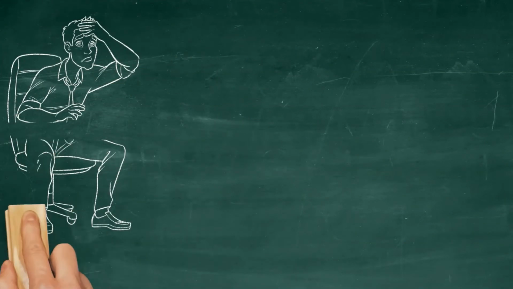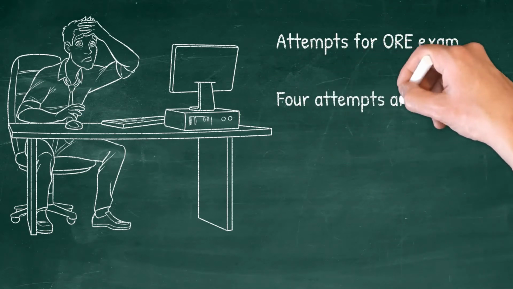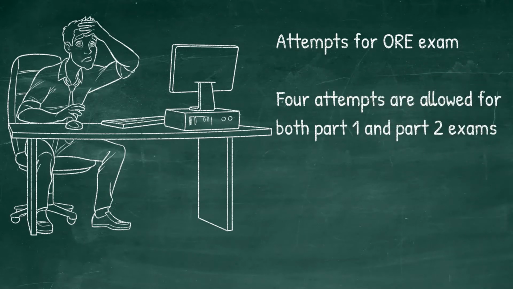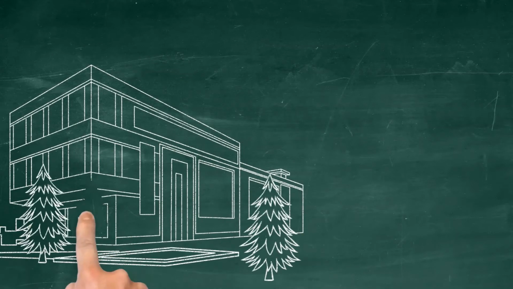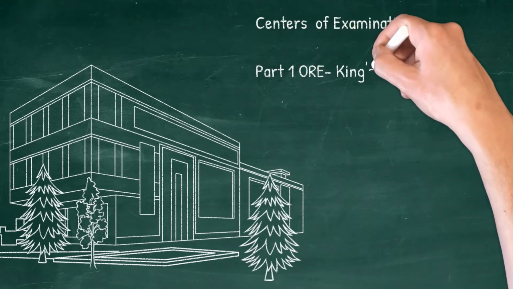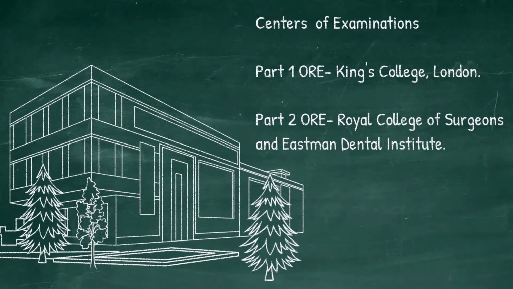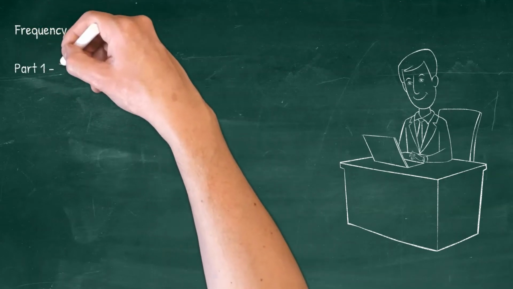Now we will talk about the attempts for the ORE exam. For part 1, there are 4 attempts, and for part 2, there are also 4 attempts. Part 1 is conducted at King's College London, and part 2 is carried out at the Royal College of Surgeons and Eastman Dental Institute. We must know how many times we can appear in this exam.